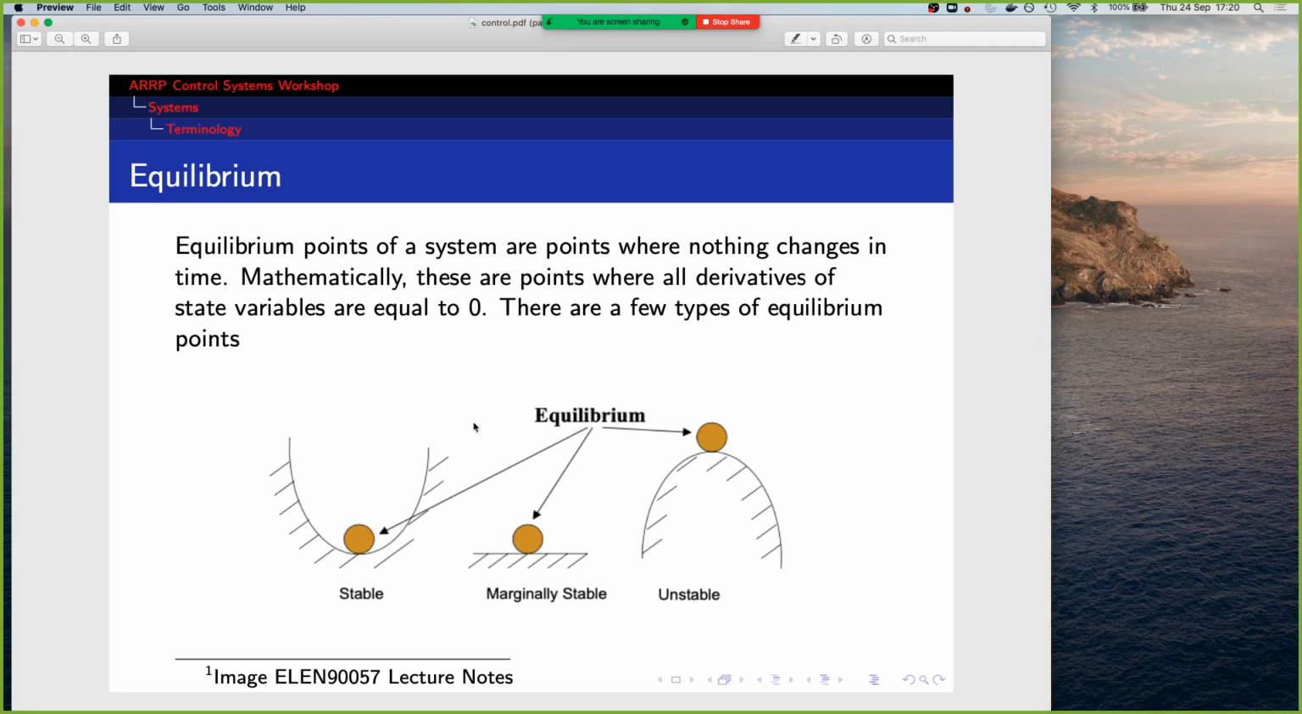All right, equilibria. Probably pretty familiar. I think these images sum up equilibrium quite nicely, and you can look at them and get an idea of exactly what they mean. So we have stable equilibrium points, marginally stable and unstable equilibrium points, and we can find them mathematically by just setting all derivatives of state variables to 0. Nothing's changing with time. So equilibrium makes sense, right?